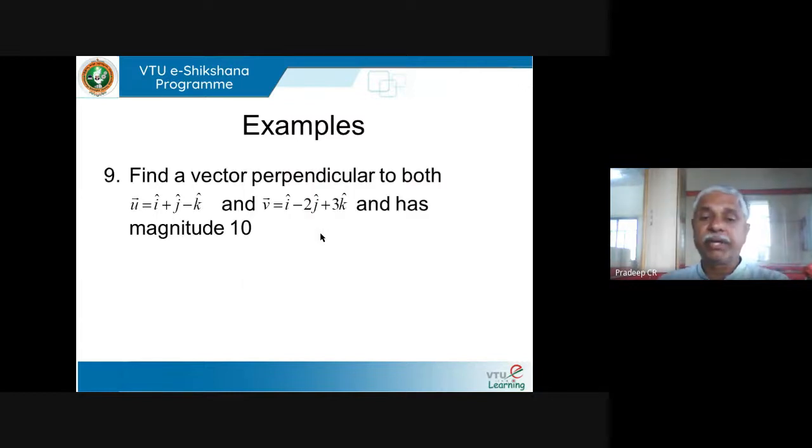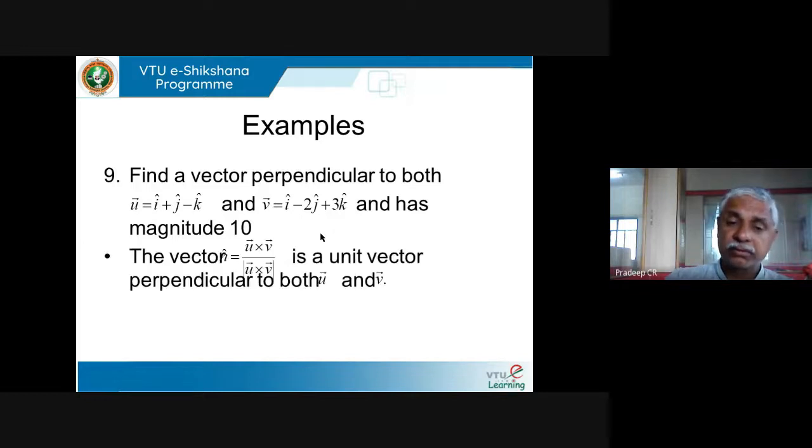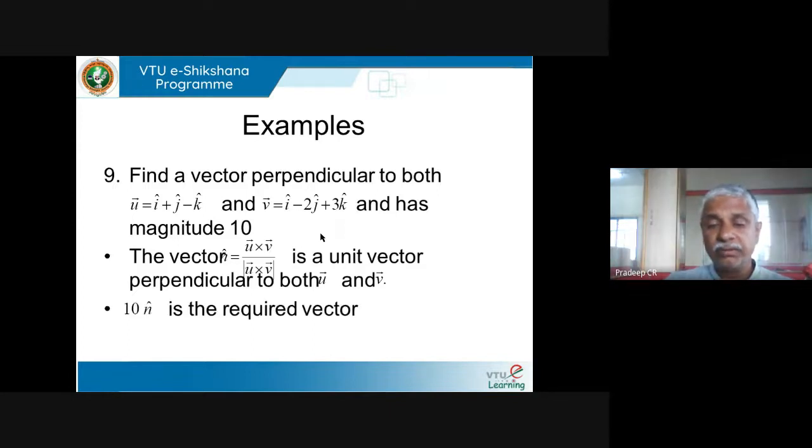Find a vector perpendicular to both these and has a magnitude 10. What is the difference between the previous question and this question? In the previous question, we were asked to find a unit vector perpendicular to the given two vectors. Now I want a vector perpendicular to both of these and has magnitude 10. That's okay. I'll first find the unit vector and then multiply by 10. So how do I find unit vectors? Exactly the same as before. u cross v divided by mod of u cross v. This is the unit vector perpendicular to both u and v. You multiply that by 10, that is what I require.